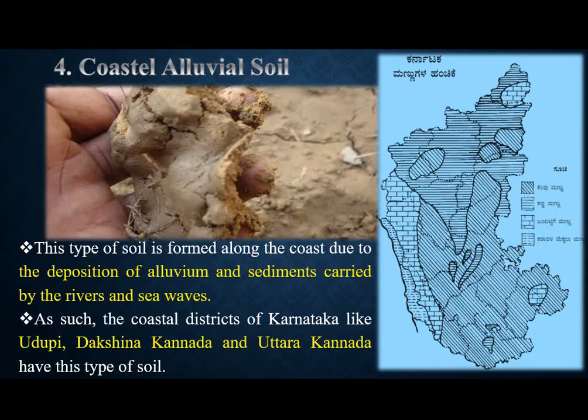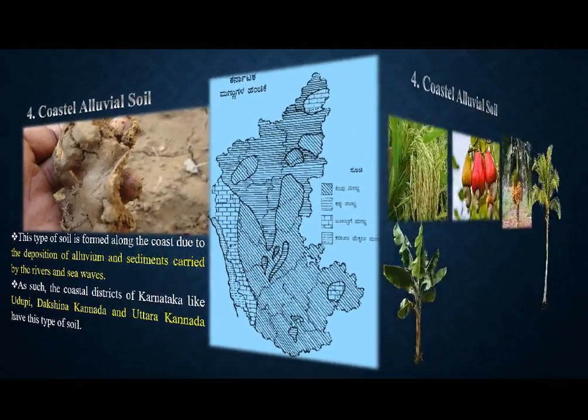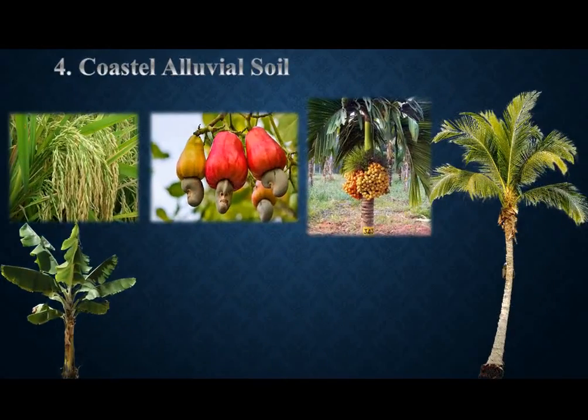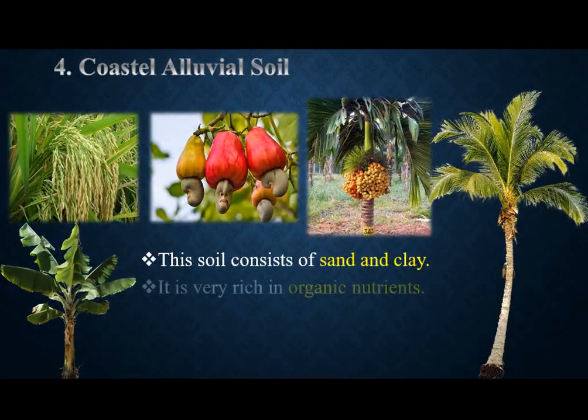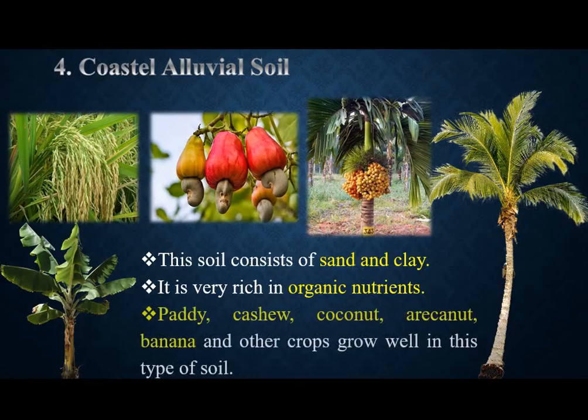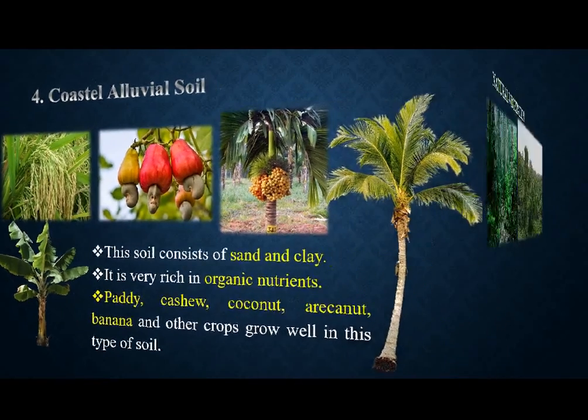If I want to tell you where exactly you can find this, it is in Udupi, Dakshina Kannada and Uttar Kannada where we can find this kind of soil. If I want to tell you what kind of crops we can grow from this, as I said, this soil consists of sand and clay, and it is very rich in organic nutrients, and paddy, cashew, coconut, arecanut, banana and other crops can be grown from this soil.